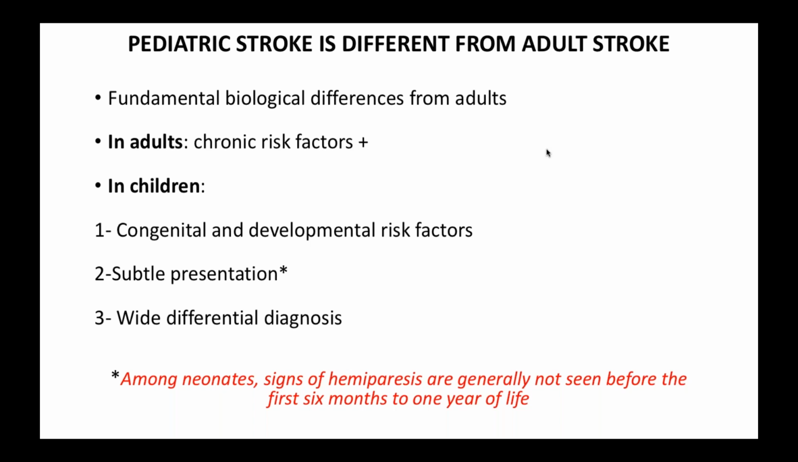And the third is wide differential diagnosis. Any child coming with stroke, we have to work up that particular child for the underlying etiology. Usually in children, we find an etiology, and there are variable etiologies for that. We are going to discuss this in detail now. There could be ischemic stroke, which also has a lot of etiologies, and hemorrhagic stroke, which can have its own etiology. So any child with stroke has to be worked up properly. And the subtle presentation I have already explained.